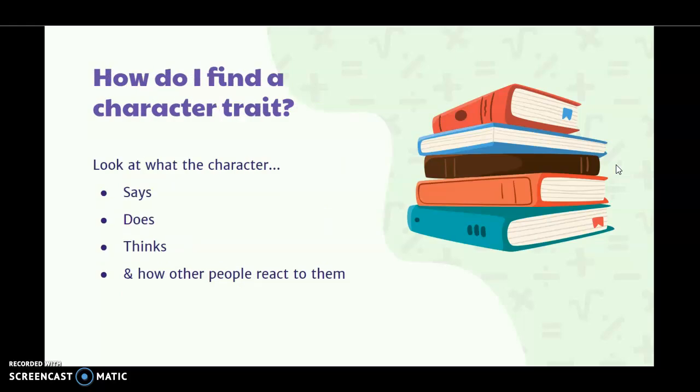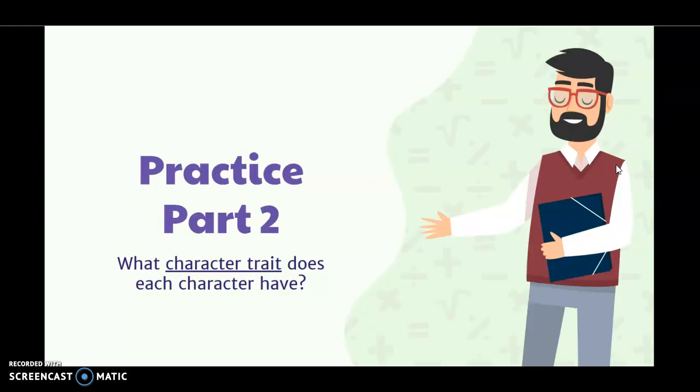So how do I find a character trait? As I'm reading, what do I have to look at in order to figure out what kind of person they are? You're going to look at what the character says, their dialogue, what the character does, their actions, what the character thinks about inside their brain, and you're going to look at how other people react to the character, because sometimes the way other people treat you is a big sign about who you are as a human being.